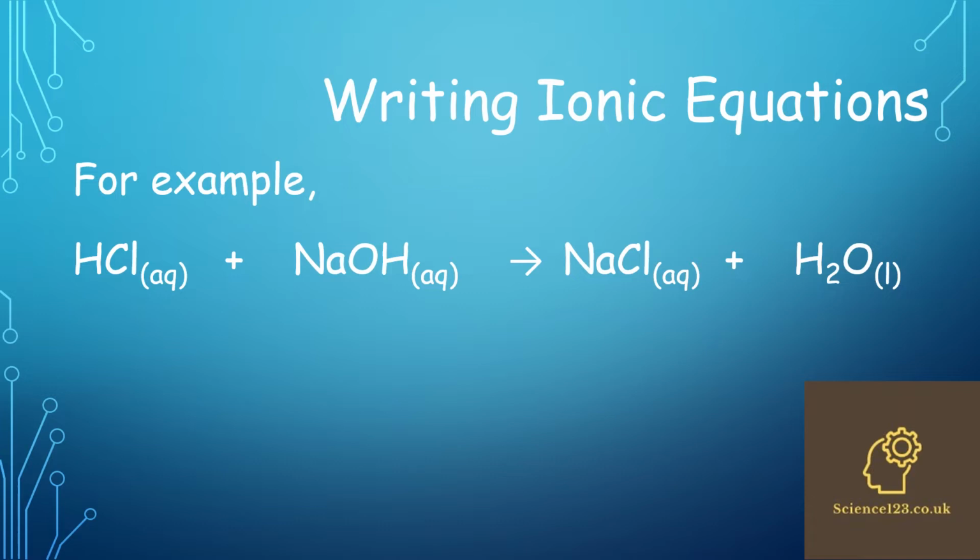Notice that nearly everything in the equation is aqueous, which means dissolved in water. These are ionic substances which will dissociate or separate into ions in water. However, H2O is shown as a liquid. This is because it is covalently bonded and therefore does not dissociate into ions.